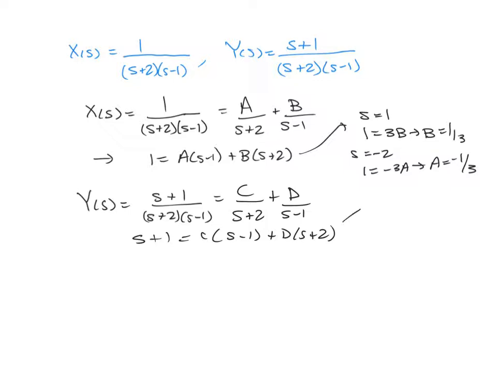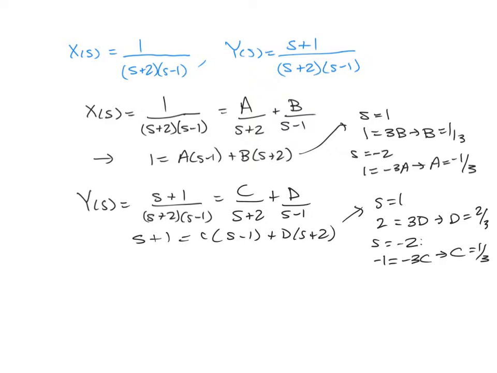So on the first one, we'll pick s equal to 1. In that case, s plus 1 makes 2, which is equal to the first term canceling out at 0 and 3 times D. That makes D equal to 2/3. The other value of s to pick is s equal to negative 2. In that case, we end up with negative 1 is equal to negative 3C. That makes C equal to a positive 1/3.